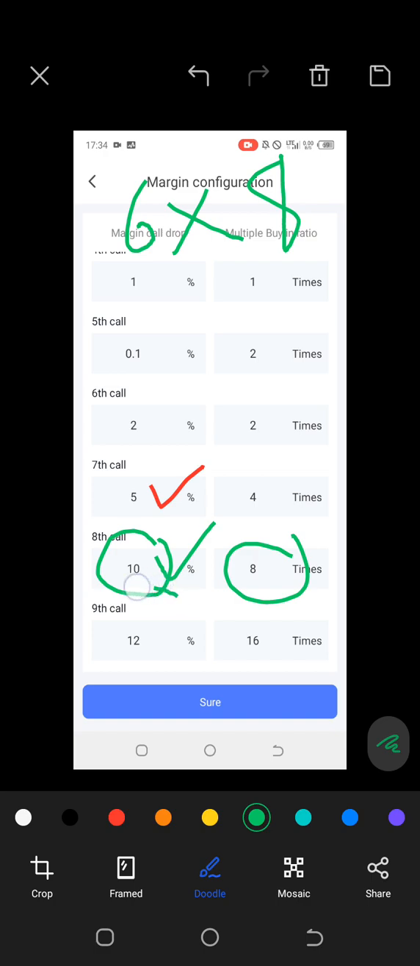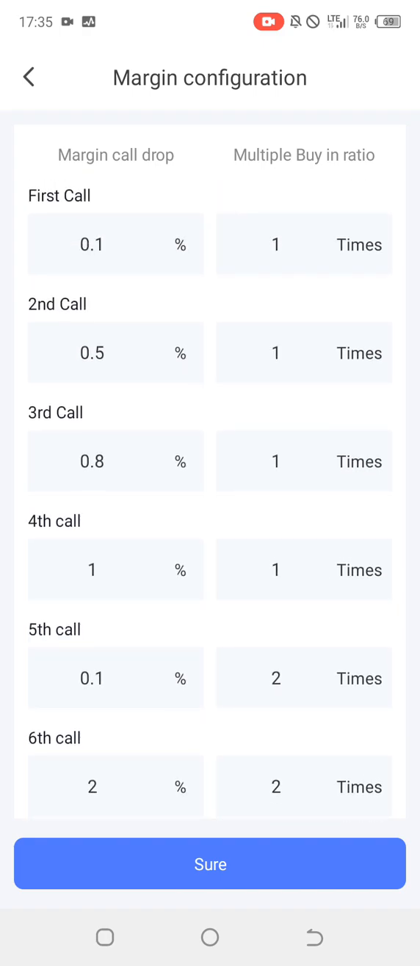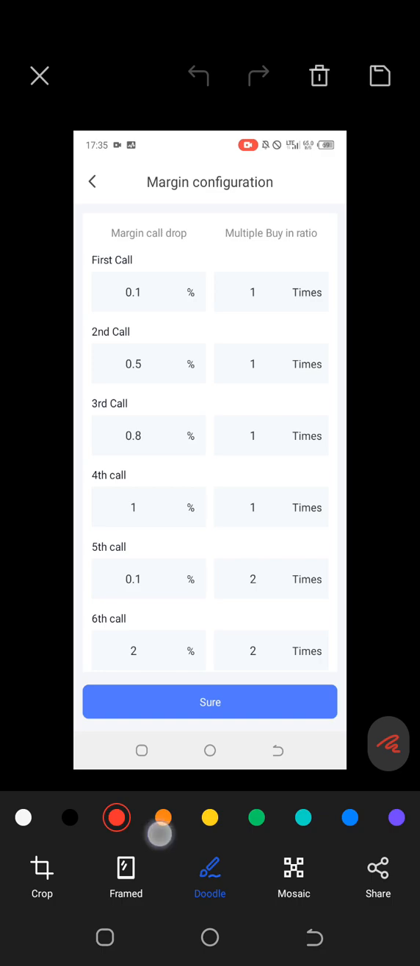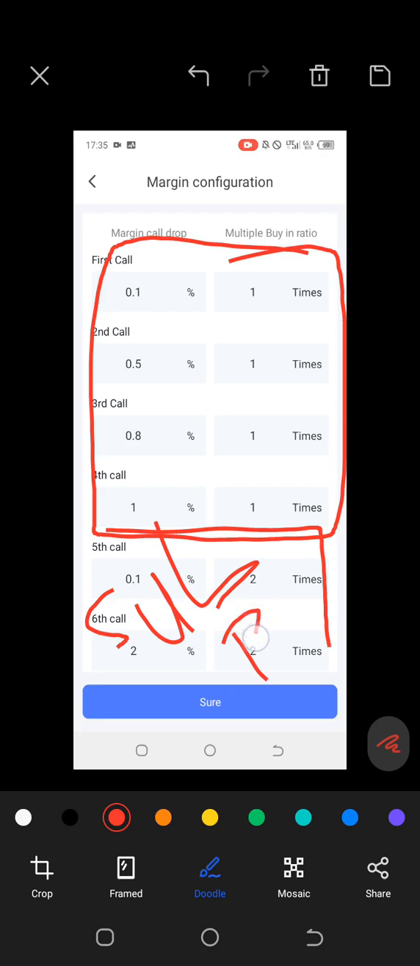Then we have support level 3. When I calculated it per the time frame I used, it was a 12% drop, and the number of times is 16. So just look at our strategy, the Buidl strategy: 1 time, 1 time, 1 time, 1 time for the first 4 margin calls. These are the whole warehouse mode, and these others are sub positions.